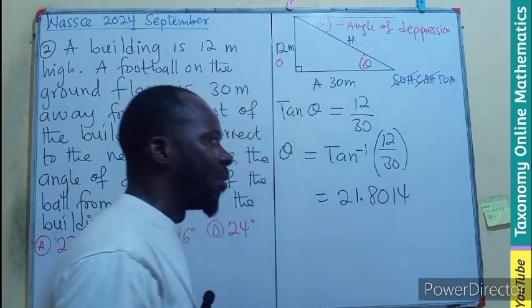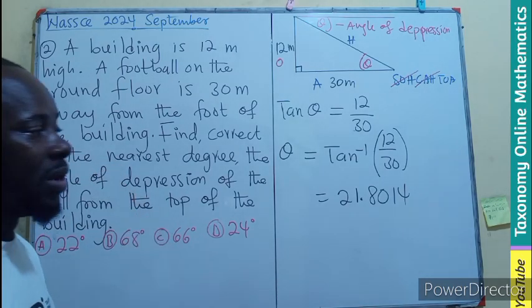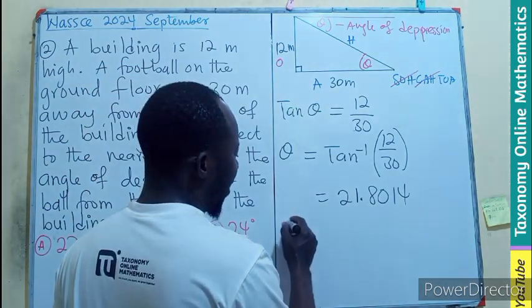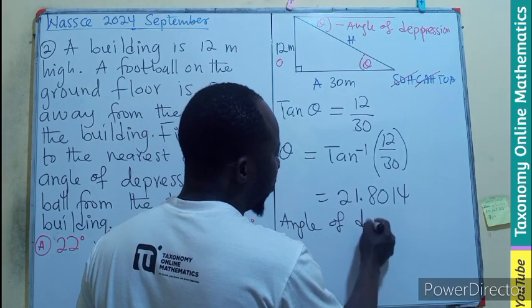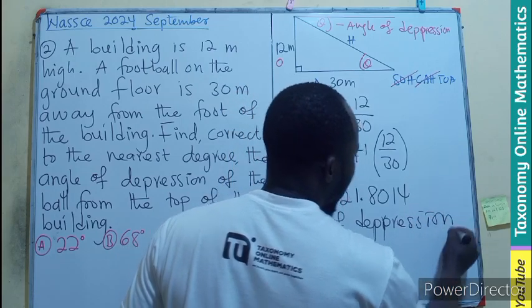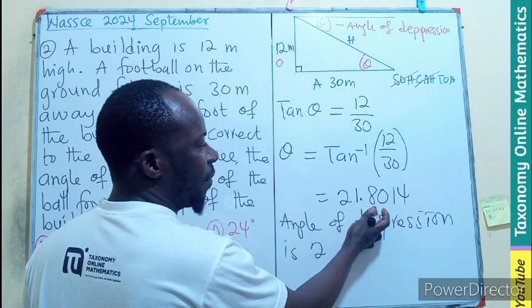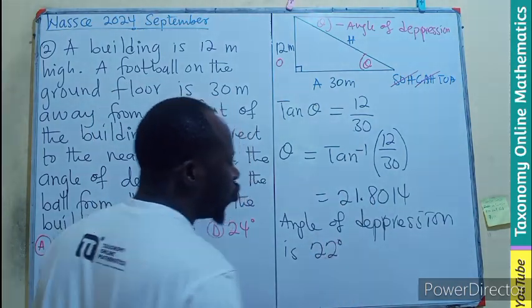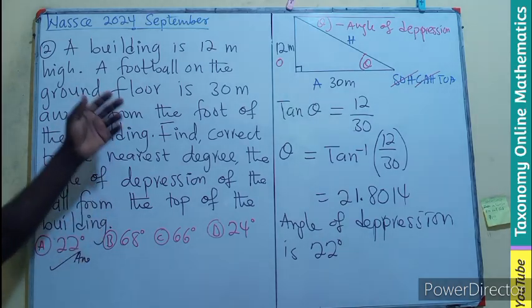21.8014 in this dimension. But we are looking for the nearest degree, meaning nearest whole number. So that will mean that the angle of depression is going to be 21, approximated, with the 1 coming here becoming what? 22 what? Degrees. And which of these options is this? The answer. So A becomes the right option for this question.